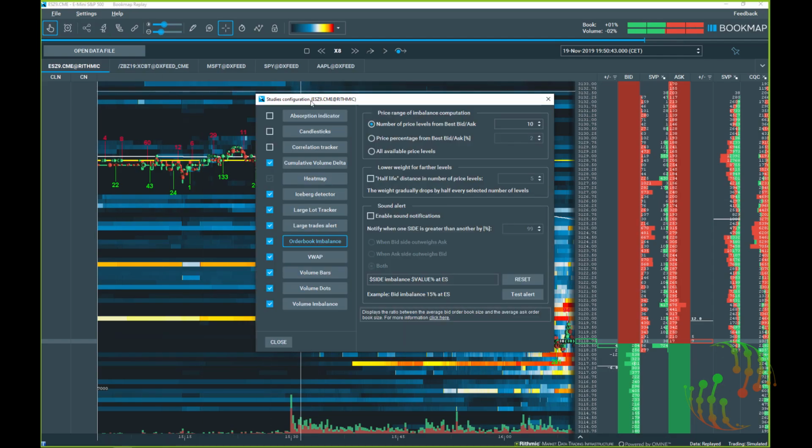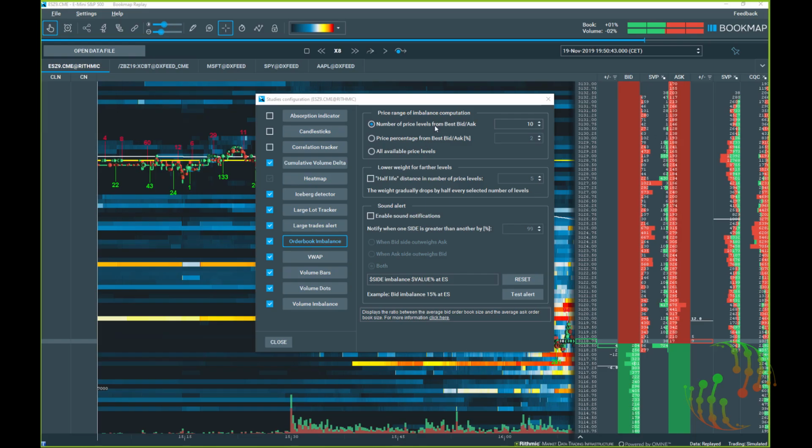In the studies configuration, there is one point, order book imbalance. There you can adjust what you want to see here above in the order book imbalance indicator. It's like a gauge. There are imbalances on the bid side, there are imbalances on the ask side, and that's the measurement for those imbalances. You can set it in the studies configuration of Bookmap by choosing order book imbalance.